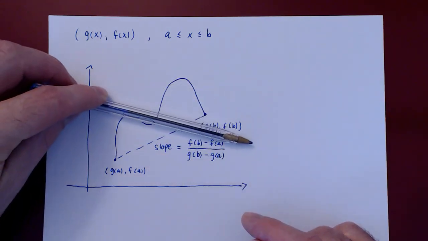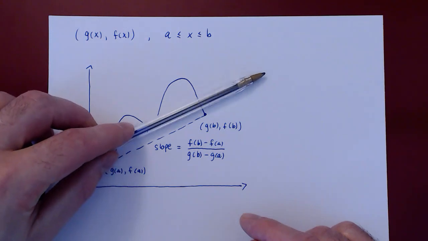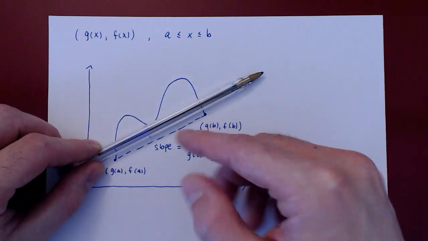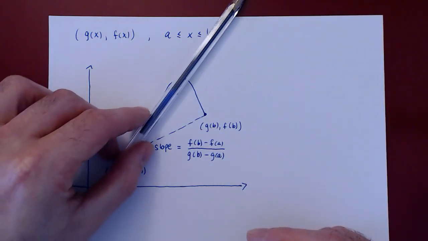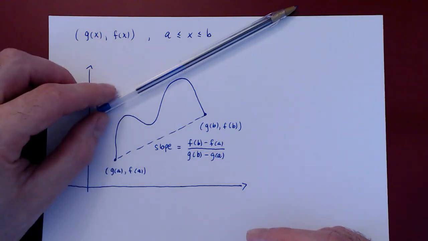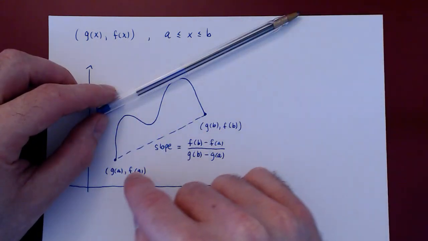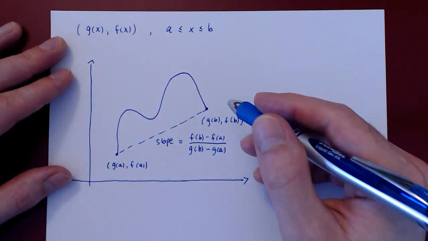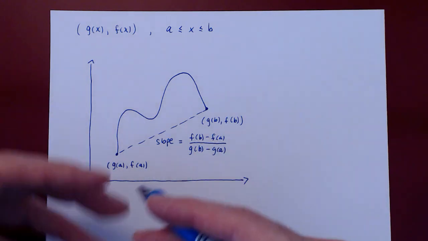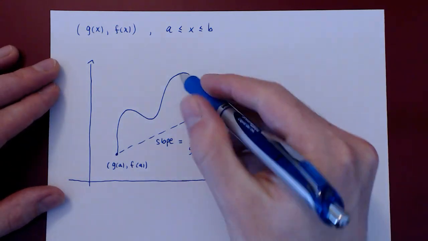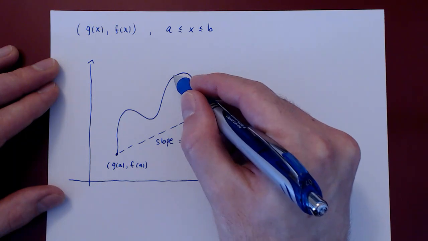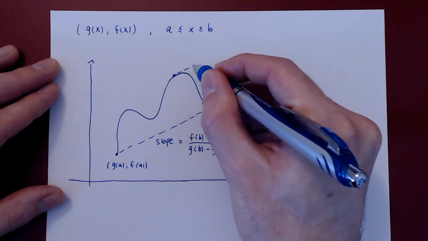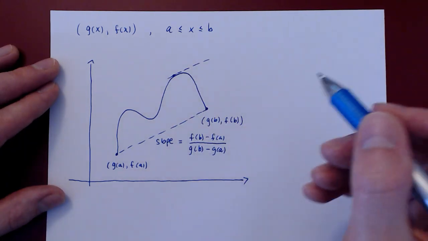And you can see it doesn't have to be a unique value. Here's a second point where the tangent line would be parallel to this line, therefore, again, having the same slope. And there could even be a third point where, again, the tangent line is parallel to this line. The key is that no matter how you sketch the curve, there will always be at least one such point. Let me pick this one. I will try and make it look somewhat parallel.